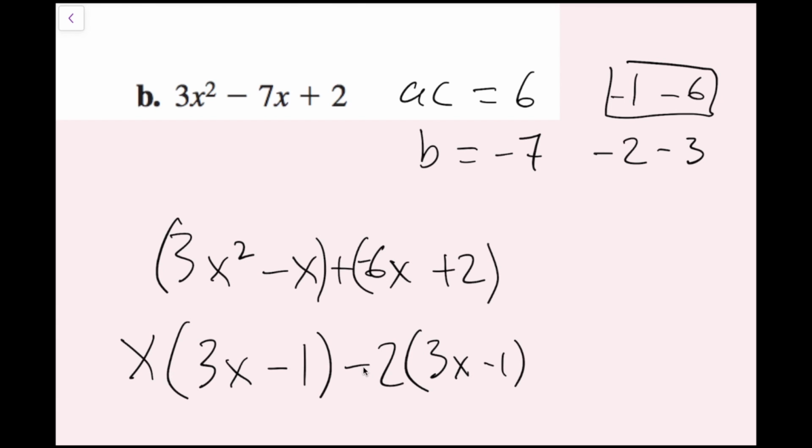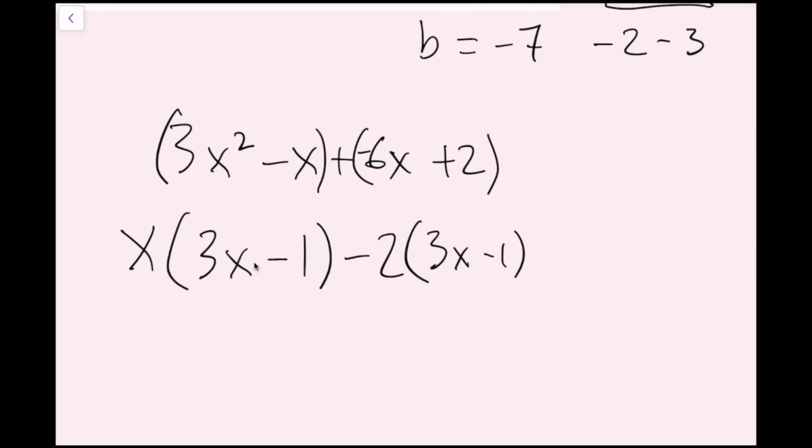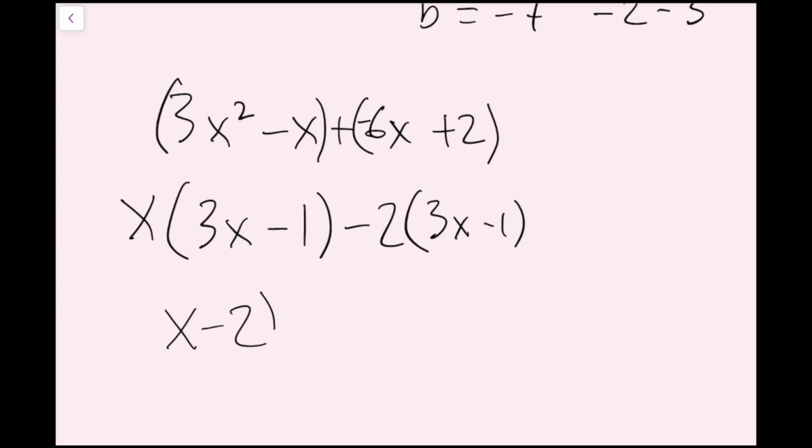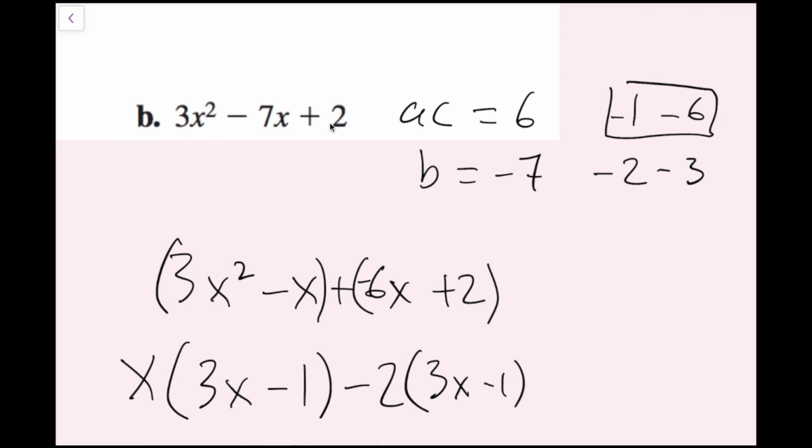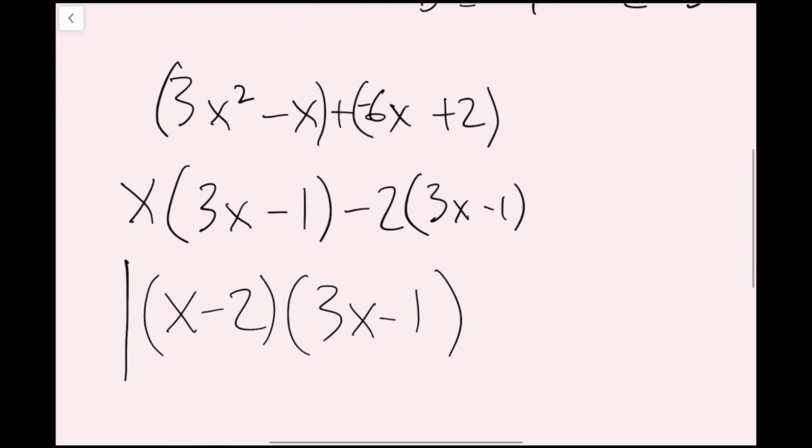Okay, and if you're not sure, you can just distribute it and see if you get the same thing. Anyway, now since I have the same thing being multiplied here, and here I can rewrite this as x minus 2 times 3x minus 1. Okay, and now I've successfully factored our expression in part B. And once again, you can FOIL this out to see if you get our original polynomial, and I'll let you try that if you want to. But anyway, now we're done with part B.